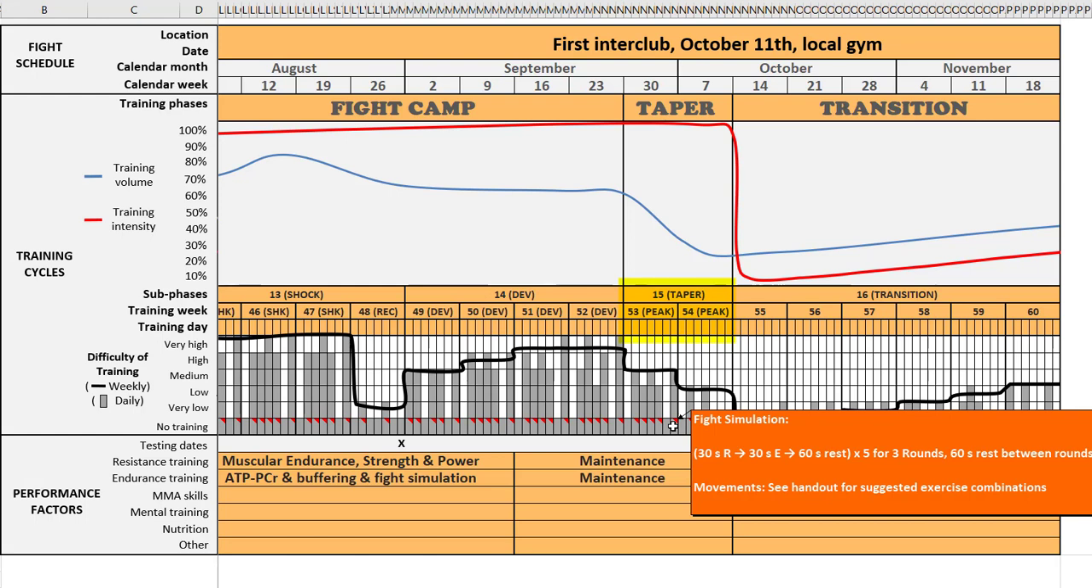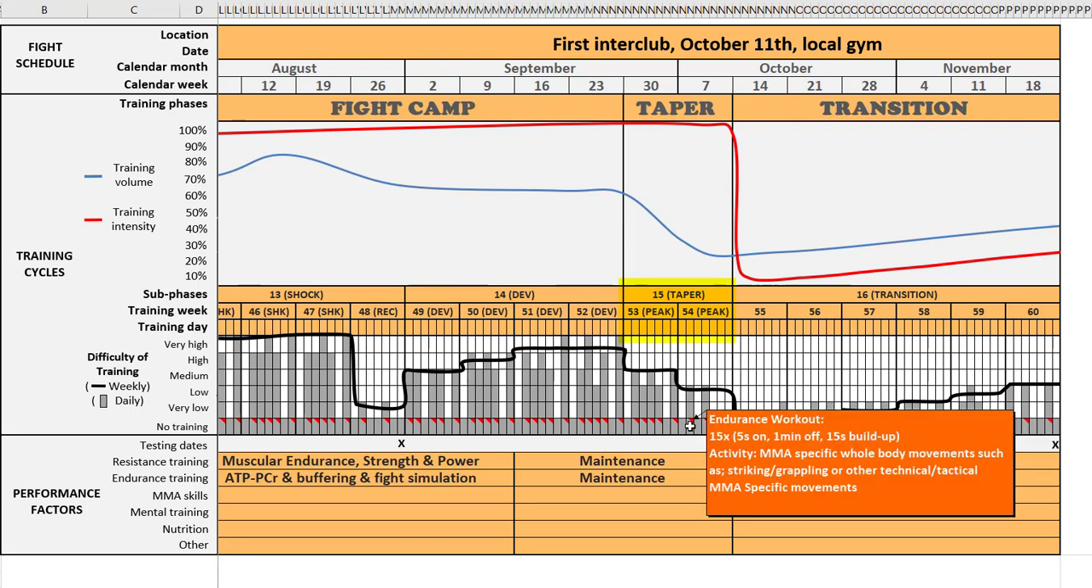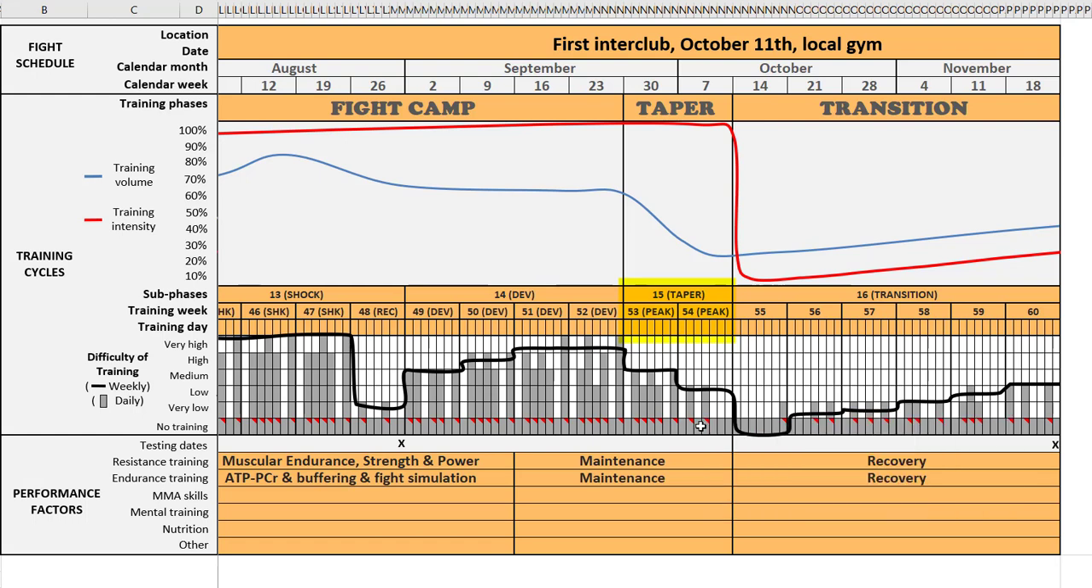You should really be reducing the volume, decreasing the number of rounds that you're going through, or just getting rid of the fight simulation entirely if you're feeling slightly fatigued. Now, in the final week of the taper, in week 54 in this example, the number of training sessions is cut in half. The only endurance session features 15 5-second intervals. And the only resistance session, as you can see here, is a power-based workout in the 2 to 3 rep range. Again, there's lots of rest built into all of these workouts as you get closer to your fight.